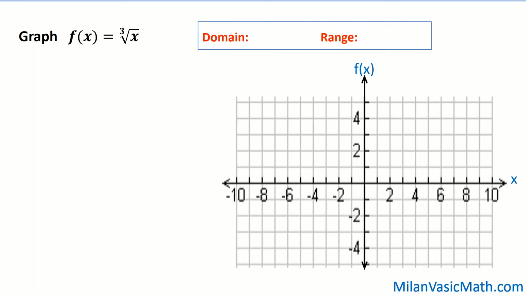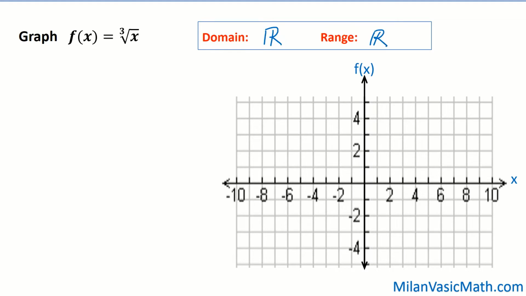All right, next let's do a cube root function. So graph f of x equals the cube root of x. Well, when you're taking the cube root of something, you could take the cube root of a negative number, 0, and a positive number. And because of that reason, our domain is all real numbers. And the numbers that we get, we're going to get negative, 0, and positive. Our range is all real numbers as well.